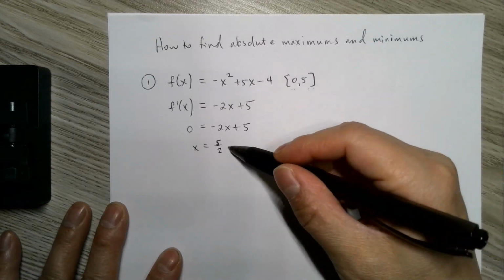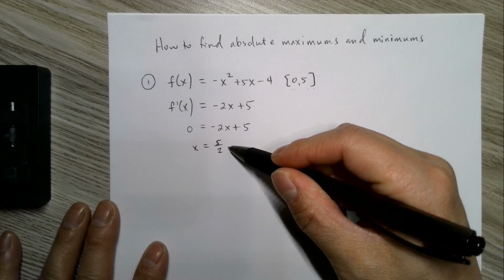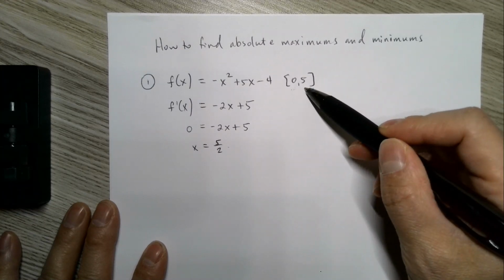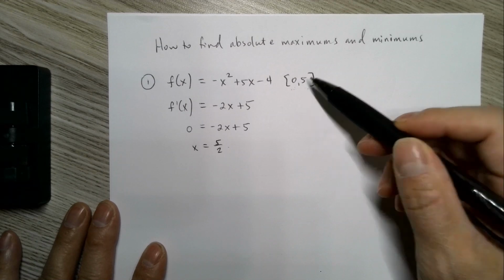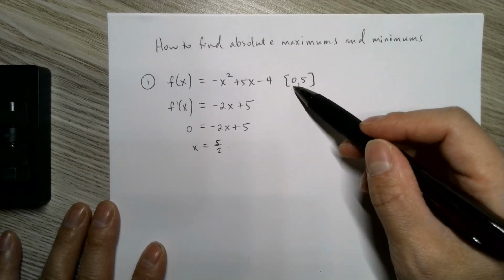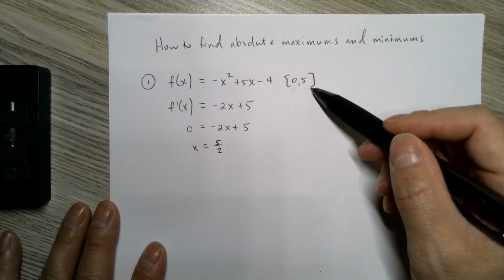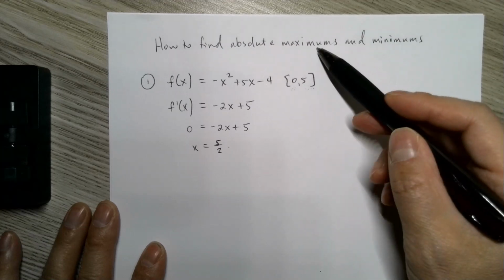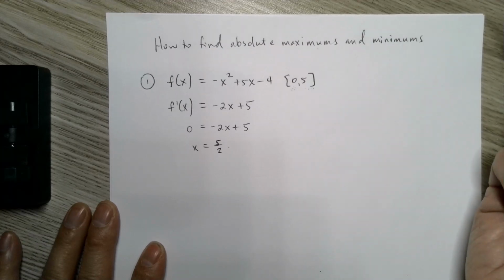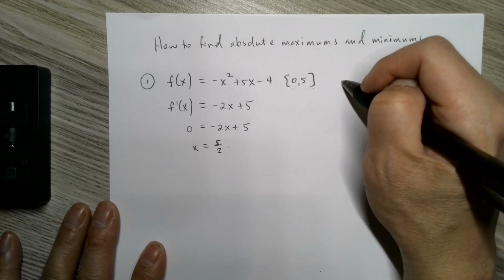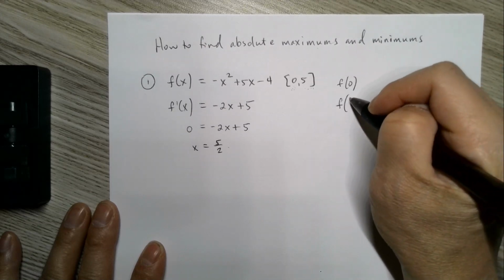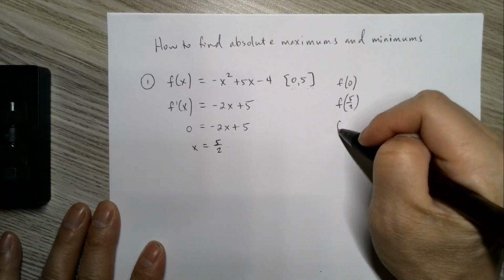Now, this is not the only critical number that I have to check. I have to check the 0 and the 5, because it is possible that the critical numbers at the beginning and end of this interval could actually be my absolute max or my absolute min. So I'm going to calculate f of 0, f of 5 over 2, and f of 5.